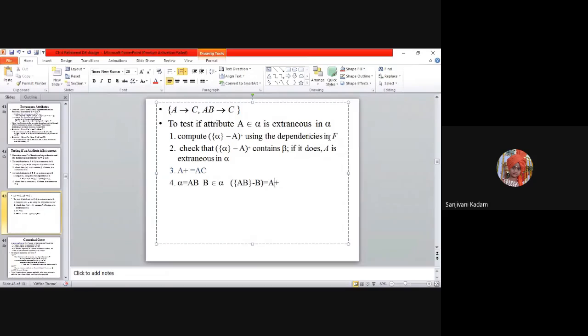Using the dependencies in F, we will calculate the A plus and check whether it contains beta. If this is our alpha and this is our beta, does this set contain beta? Yes, this set contains beta, that is the C attribute is available. So B is extraneous in alpha, because whatever A closure is there contains the beta part. Clear?